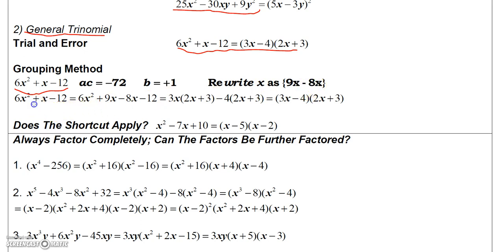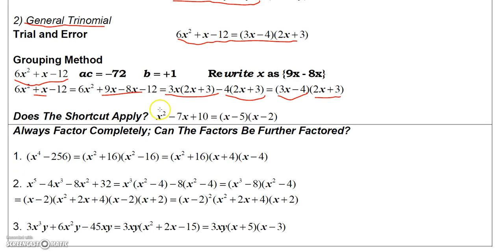So I can replace this x with 9x minus 8x, and then I can factor these 4 terms using the grouping method by factoring a 3x out of the first 2 terms and a minus 4 out of the last 2 terms, and then I get a common factor of 2x plus 3 here. I can factor the 2x plus 3 out either to the right or the left, and then the other factor I'm left with is the 3x minus 4.